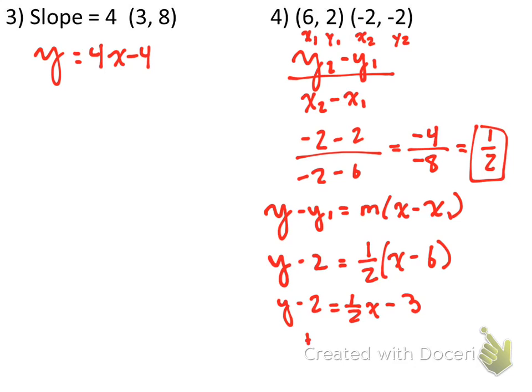And then we add 2 to both sides. So you get y is equal to 1/2 x minus 1. So your answer is y is equal to 1/2 x minus 1. That's your final answer. And that's it. So again, you need to know this to find the slope of a line, or the equation of a line.